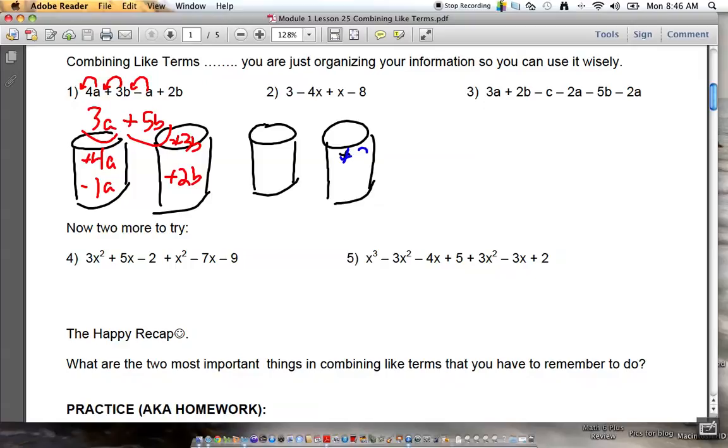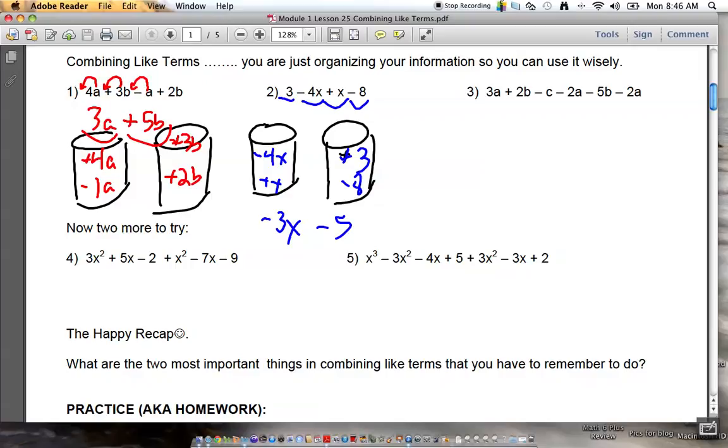So, that's a positive 3. That's a negative 4x. That's a positive x. And that's a negative 8. So when I put it all together, how many x's do I have in the x bucket? Negative 3 x's, good. And then here I have minus 5. So negative 3x minus 5 is right.